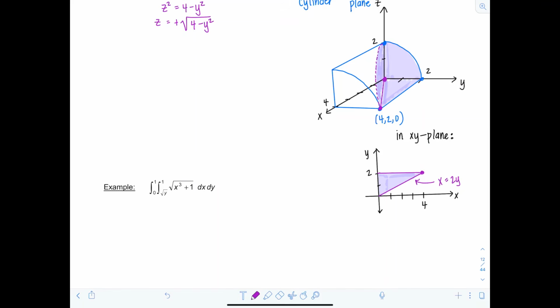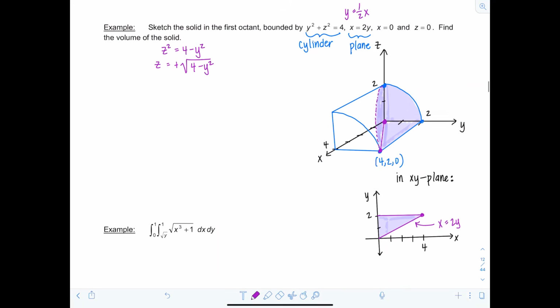I'm going to set up with respect to x on the outside first though, okay? So if I have x on the outside, those are going to be the constant limits. So look at this region D, I'll call it D. It's bounded in the x direction from 0 to 4.